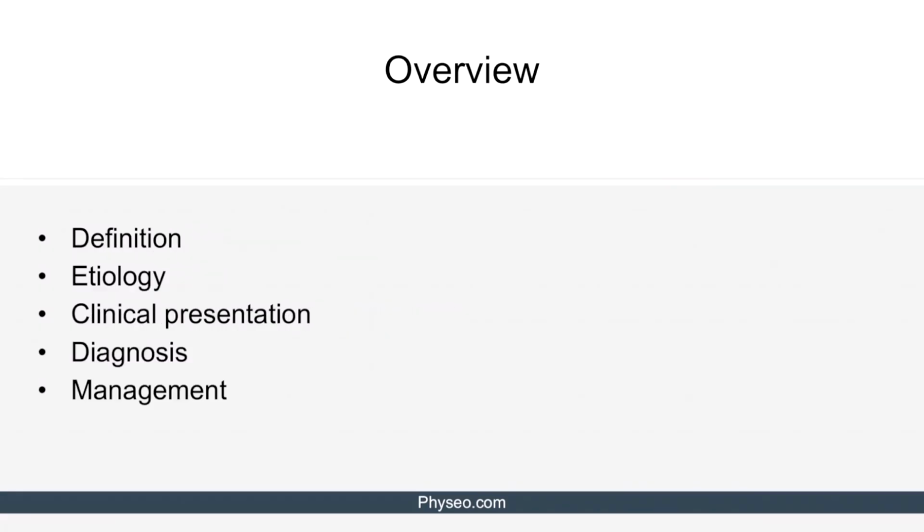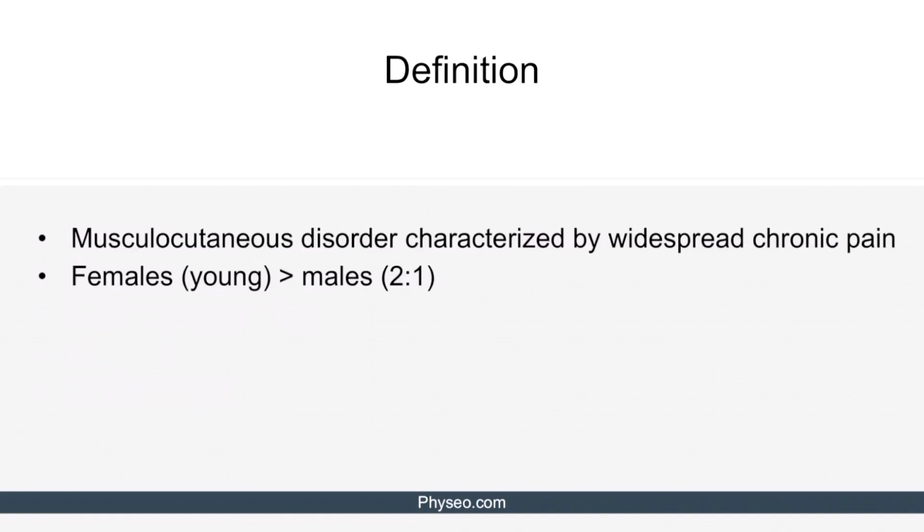Here's a list of topics that we'll be discussing for fibromyalgia. Let's start with the definition. Fibromyalgia is considered to be a musculoskeletal disorder characterized by a widespread and chronic pain. Now, females are affected twice as much as males. Similar to polymyalgia rheumatica, which had a 3-to-1 ratio, this one has a female to male ratio of 2-to-1. So still heavier on the female side.